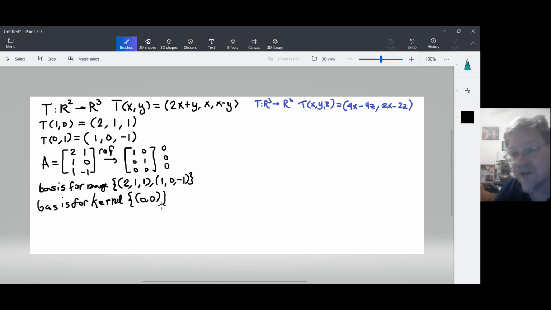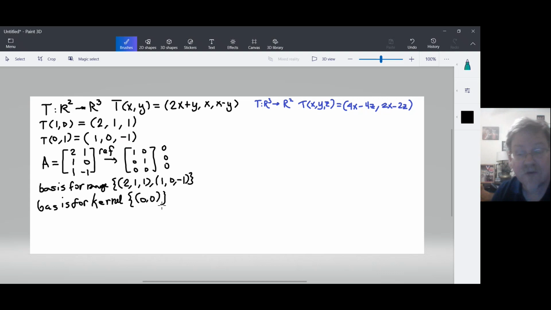Remember that a transformation or a function is such that every input has exactly one output. A 1-to-1 function works the opposite way as well. Every output has exactly one input. And that's going to happen when the basis for the kernel is the zero vector.